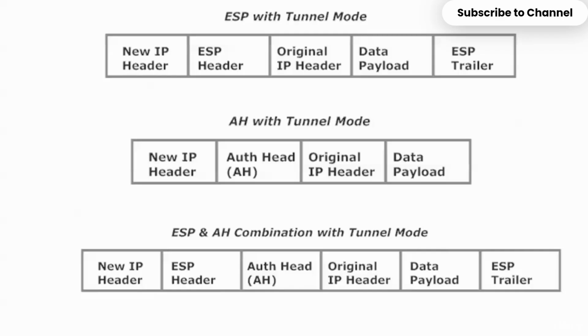And if you do that, you see where everything is. The authentication header is put right in front of the original IP header. Then the AH, the original IP header, and the data payload are encapsulated by ESP. And then you've got that new IP header put on the very front. Whew. A lot going on there.